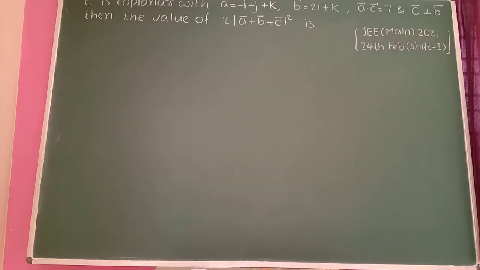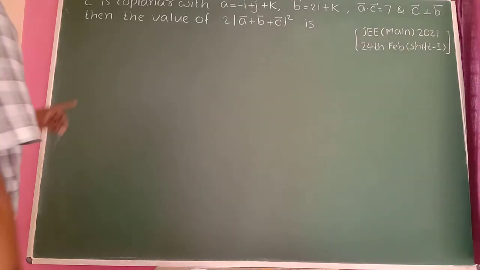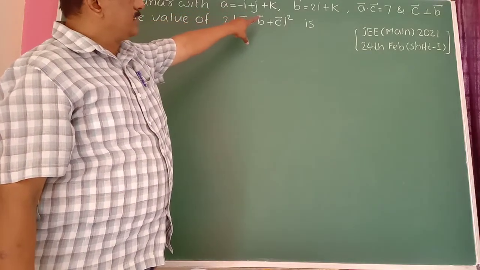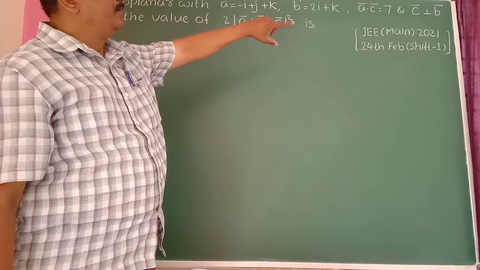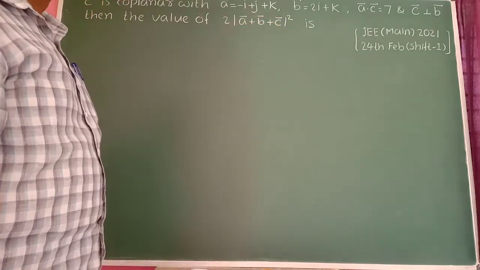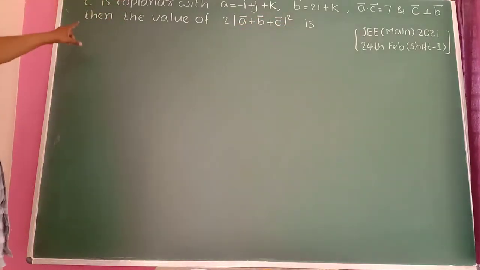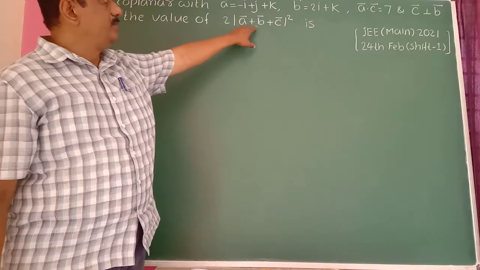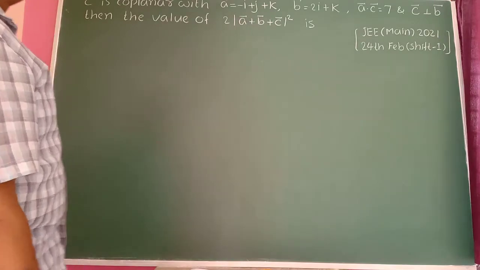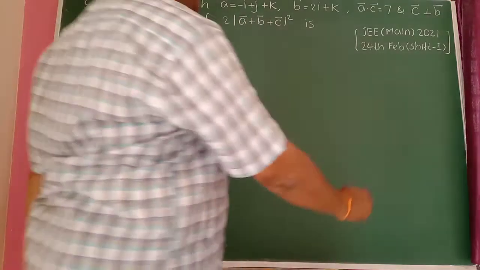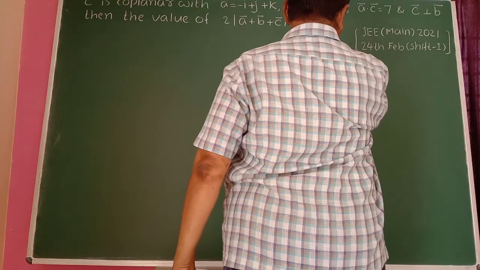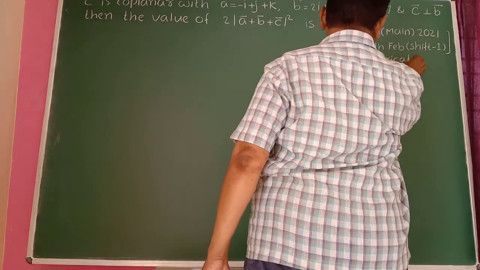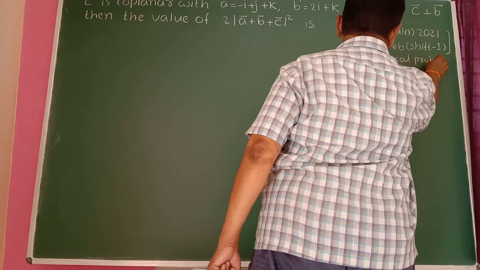C bar is coplanar with the vectors A bar equal to minus i plus j plus k and B bar equal to 2i plus k. A bar dot C bar equals 7, and C bar is perpendicular to B bar. Then the value of 2 into modulus of A bar plus B bar plus C bar whole square is what here? It is a numerical problem, because they are not giving any options.